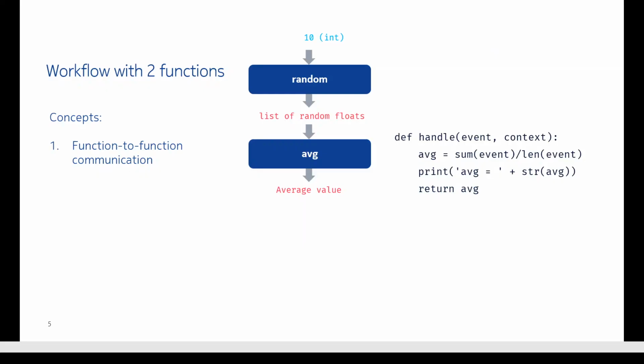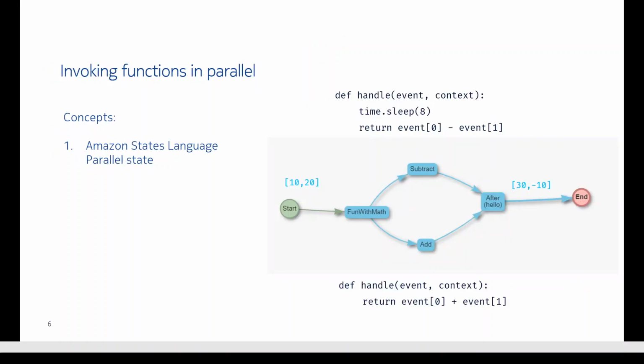So in this example, we created a bit more complex workflow with two functions, and I showed you how you can define both of these functions in a workflow description, how they get connected, and then how we execute them. Next, we will create a workflow where functions can execute in parallel. And for that, we will use the parallel state of the Amazon States language, which KNIX supports.